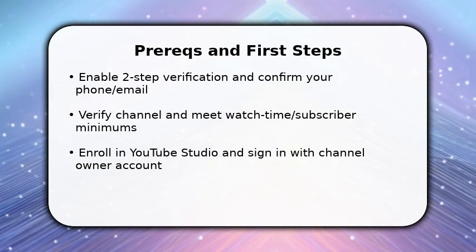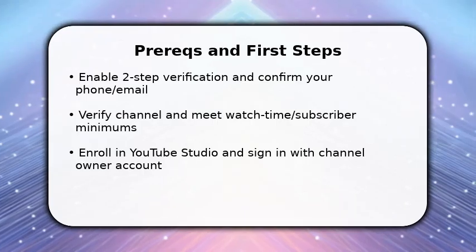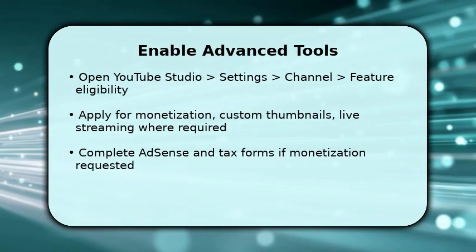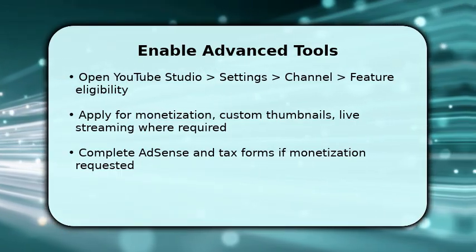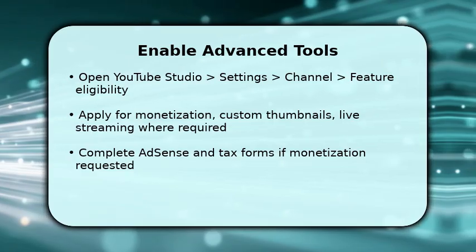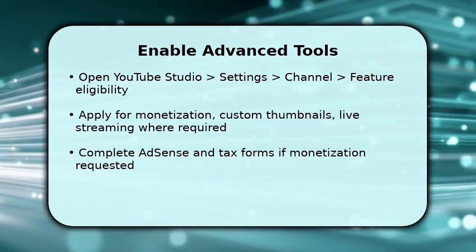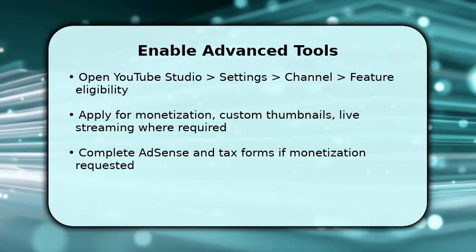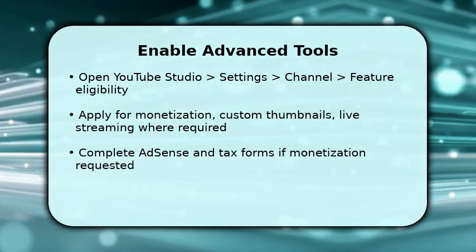They often prompt mid-process. Now you enable the advanced tools inside YouTube Studio. Go to Settings, then Channel, and check feature eligibility. This tells you which tools are available immediately. Apply for monetization and activate custom thumbnails and live streaming if you meet each threshold, because these often require separate confirmations. Complete AdSense and any necessary tax forms to receive payments and avoid holdups.